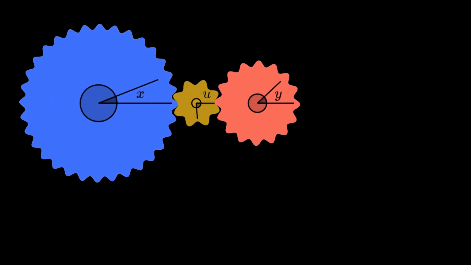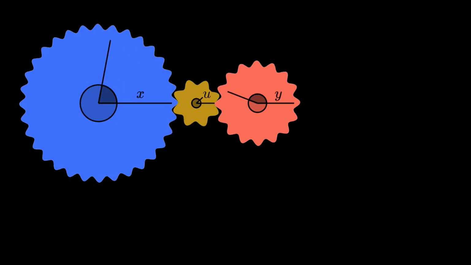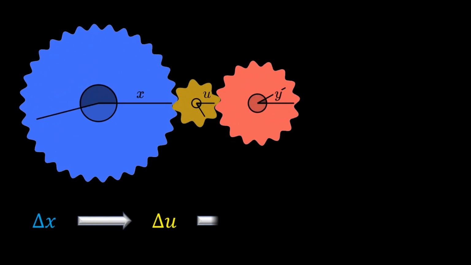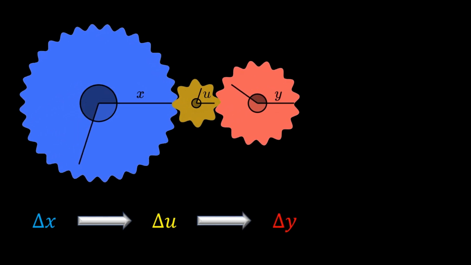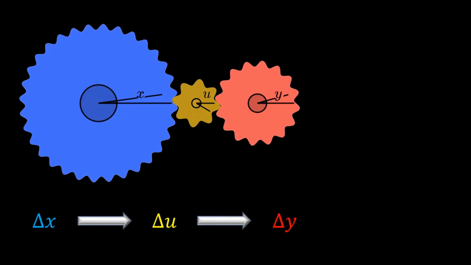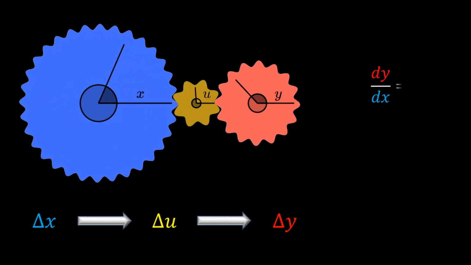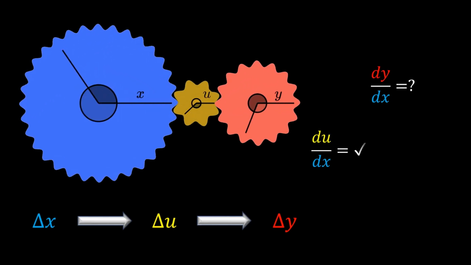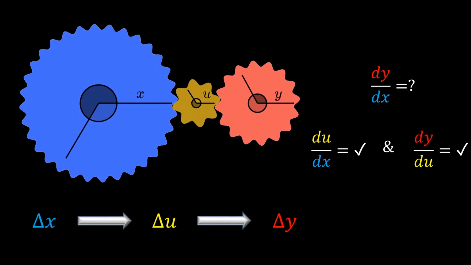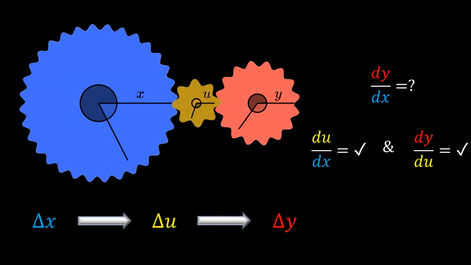Let's start with the chain rule. Look at a chain reaction with three gears that turn at constant rates. Changing angle x changes angle u, which then changes angle y. The chain rule tells us how to find the change in y with respect to x. That is, dy over dx, if we know the value of du over dx and dy over du.